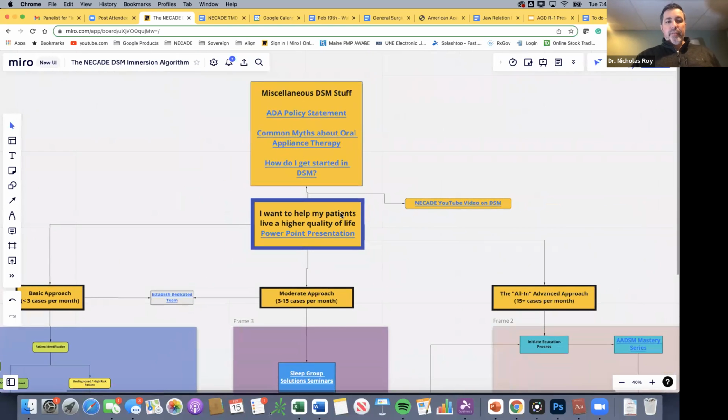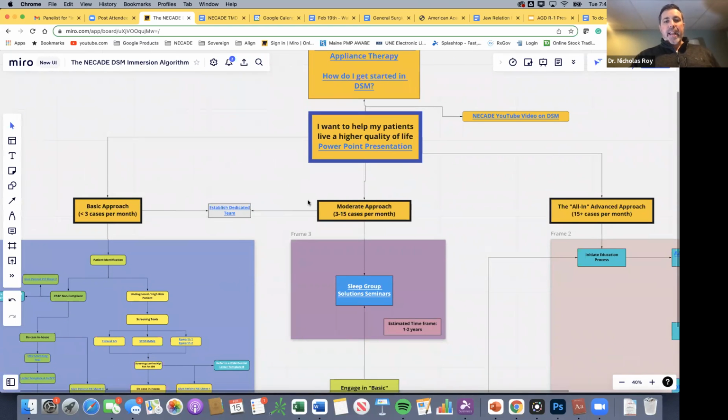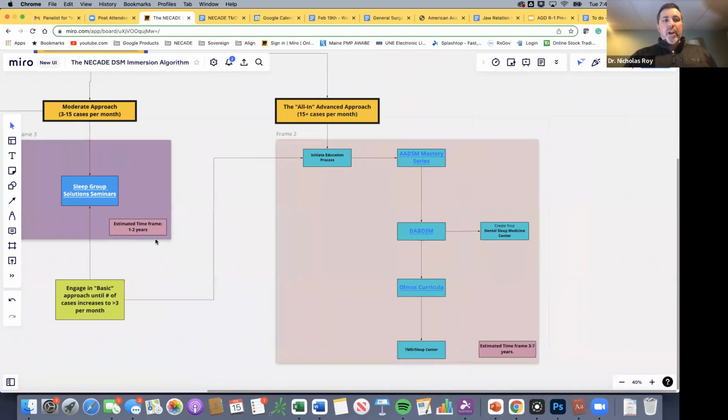Well, we talked about a few different approaches. Just for fun, I added a moderate approach, but here's our basic approach, moderate, and the all-in approach. The way I like to think about this, you really shouldn't do the all-in approach unless you have patients coming your way. Well, if you haven't started doing this, you haven't developed the skills necessary to go down that road. So as you will see under the approaches, there's a number of cases per month. This just gives you some idea, based on the number of cases that you might already be doing, whether or not you should go down these different avenues. Let me start with the all-in approach.